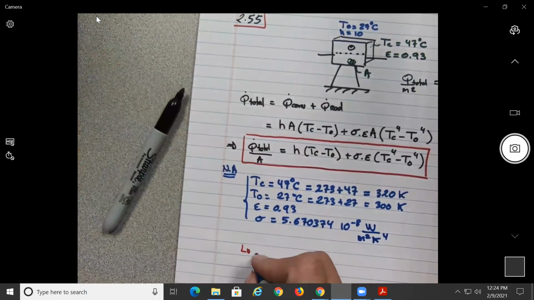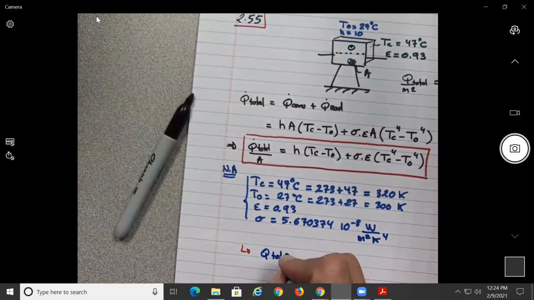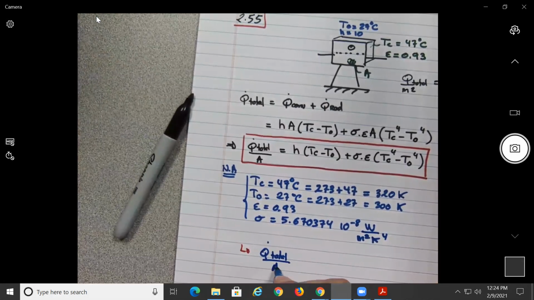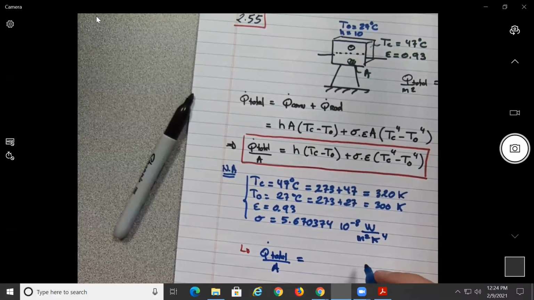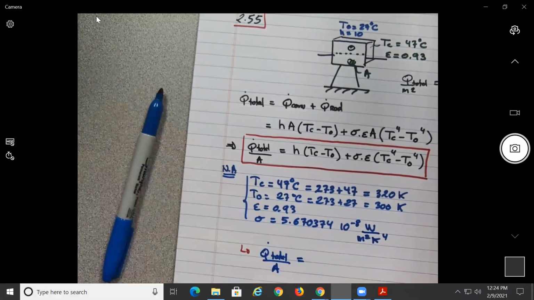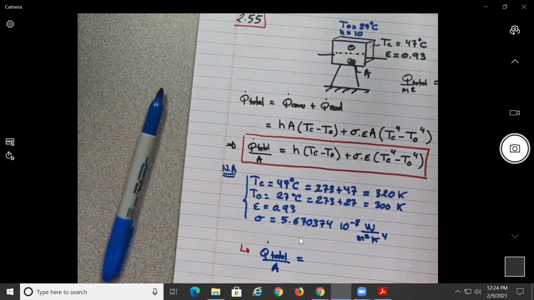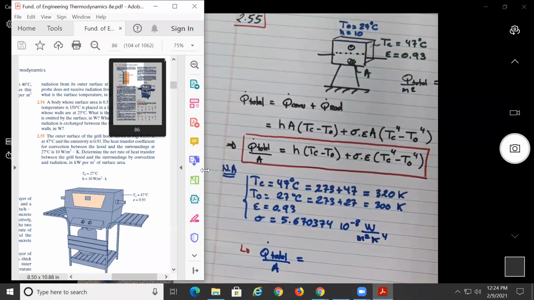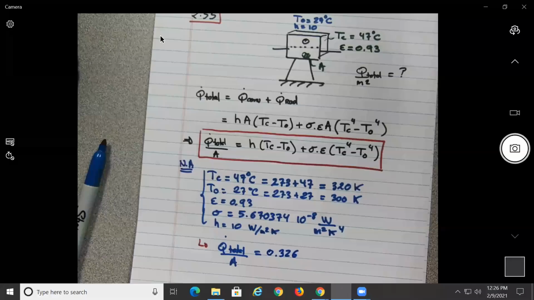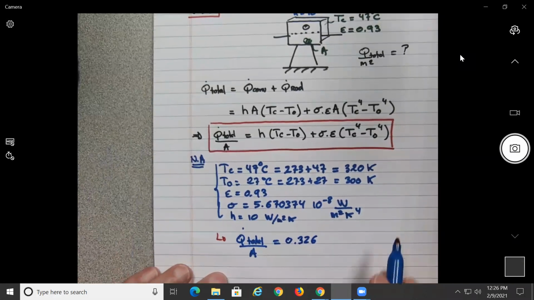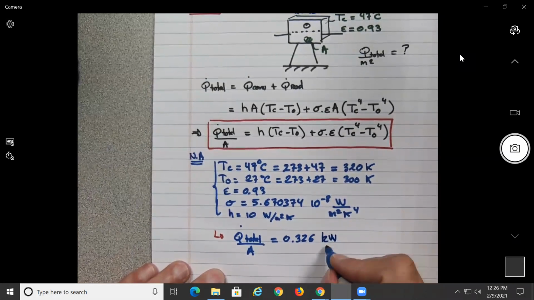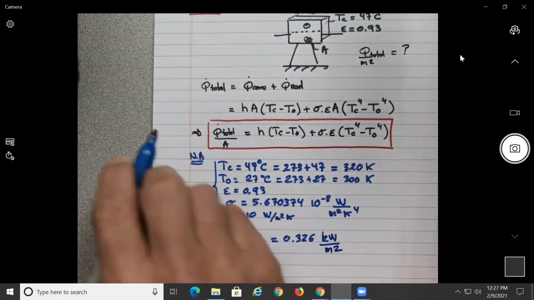And we should get here Q total over A. So depending on the units, we're going to use kilowatts or watts. What did they ask in the problem? Kilowatts or watts? Let's see. In the problem, they ask us per kilowatt. So give me the result in kilowatts. Okay, so I think we got about either 0.325 or 0.326 kilowatts per meter square.